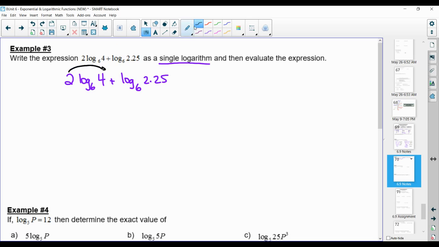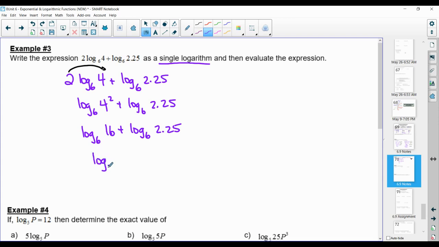I'm going to bring that 2 up, and so that's going to give me log base 6 of 4 squared plus log base 6 of 2.25. My next step is to simplify, and then I can combine using the product law. So log base 6 of 16 plus log base 6 of 2.25. Now that everything has the same base and everything's been simplified, I can multiply my arguments. So 16 times 2.25 gives me log base 6 of 36.